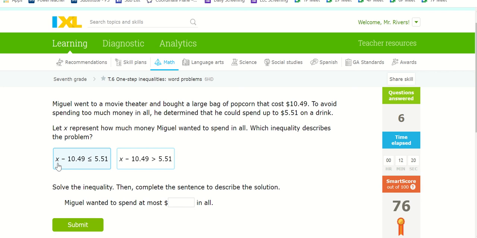X is going to represent how much money Miguel wanted to spend in all. So the total amount, we don't know that yet. But you take the total amount, you subtract the bag of popcorn he already spent. So this is what's left over, right? And what's left over has to be less than or equal to 5.51. He can spend exactly 5.51.